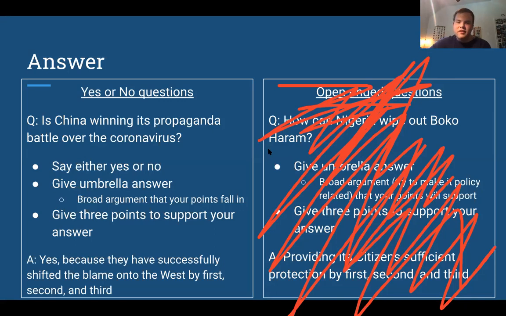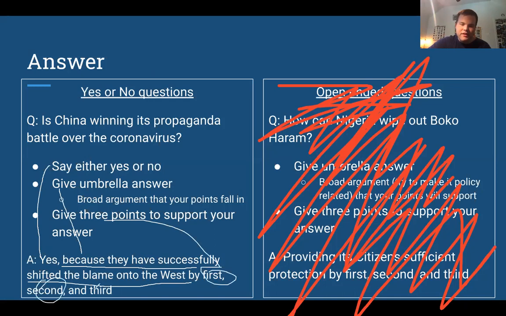These points can also be called tags. So if you hear someone ask, what are your tags? They're just asking what your points are. I know it's confusing, but we'll explain it more in person. So just jot these questions down if you have any and we'll answer them. So 3 parts to answering the question. Say either yes or no. So yes, and then you're going to want to give an umbrella answer: because, and then the umbrella answer, they have successfully shifted the blame onto the West by, and then here come your 3 points, by first, second, and third.